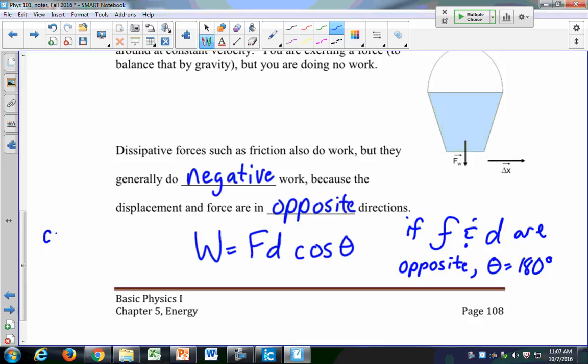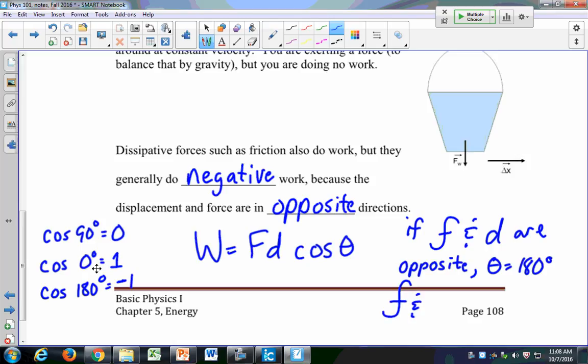And as we said, while the cosine of 90 degrees equals 0, the cosine of 0 degrees equals 1. The cosine of 180 degrees is negative 1. You can think of this as tracing out the unit circle, where the x-axis is 1, the y-axis, the x component is 0, and the negative x-axis is at 180 degrees, or negative 1. And so since the cosine of 180 is negative 1, that means that the work due to friction is negative.